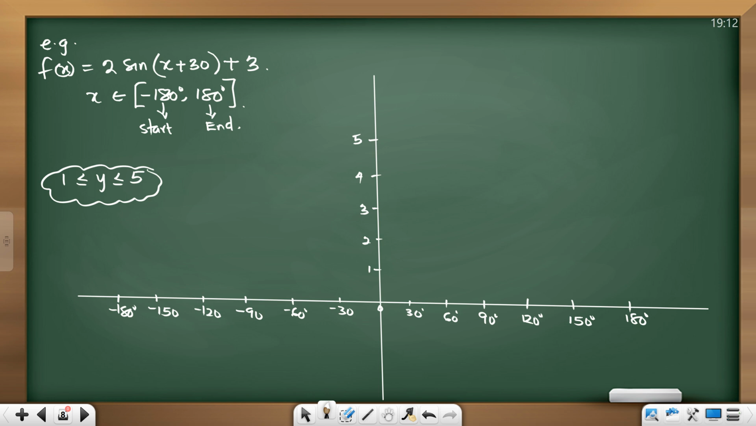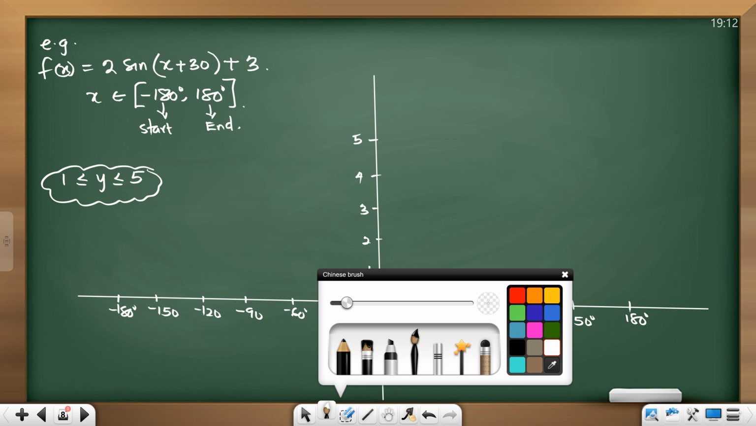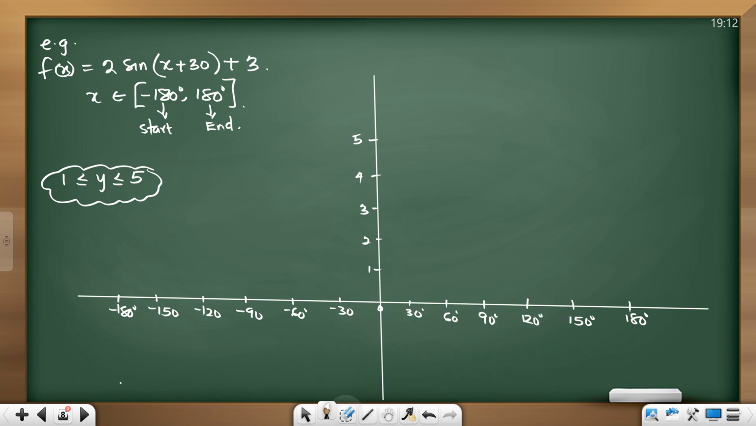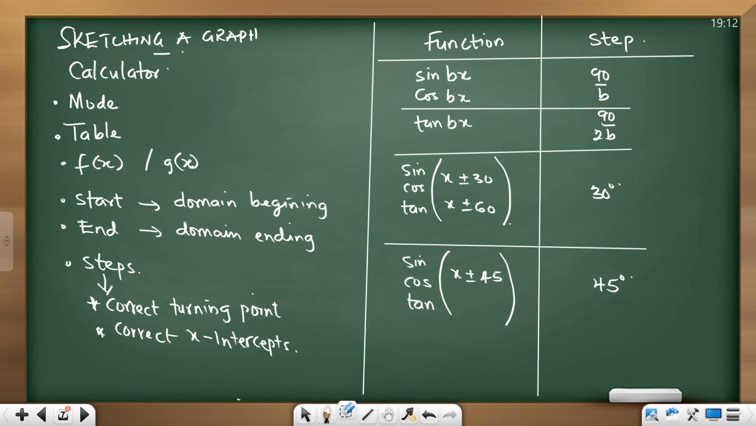So I started, gave me 5. Yeah, end. On the board there, what's the end? Where's your domain end? It's 180. Good. And what's your step? After pressing that, you would see step. Look at this table of steps on the board. The function we are dealing with looks like one of them. Which one does it look like?